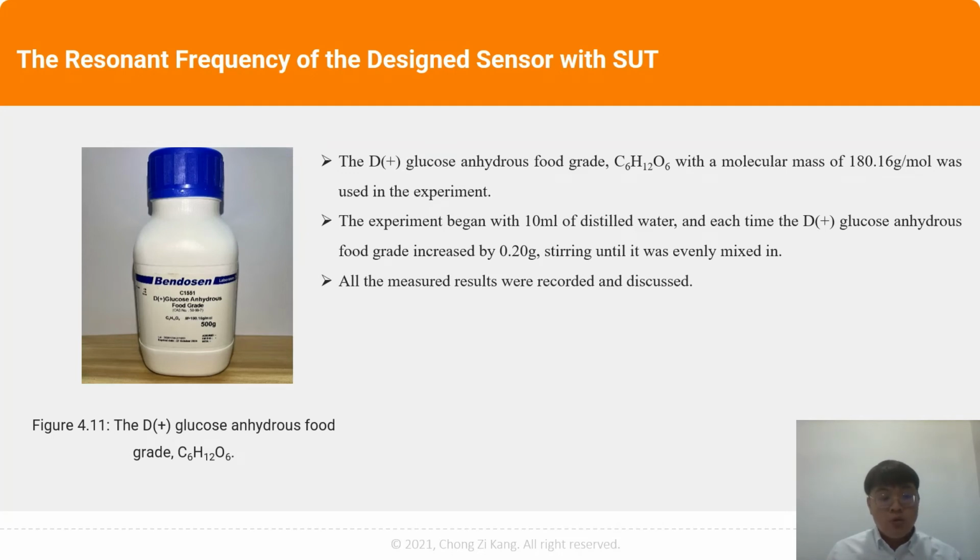The D-plus glucose anhydrous, food grade, C6H12O6, with a molecular mass of 180.16 grams per mole, was used in the experiment. The experiment began with 10 ml of distilled water, and each time the D-plus glucose anhydrous food grade was increased by 0.2 gram and stirred until it was evenly mixed, and all measurement results were recorded and discussed.